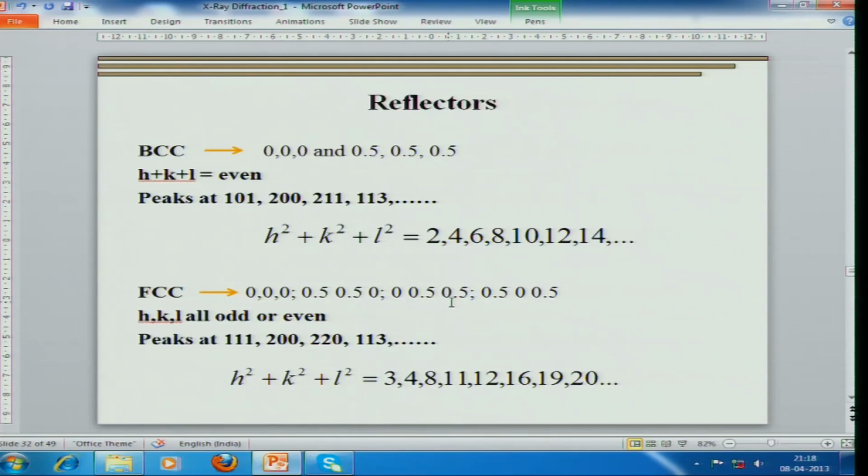And therefore, we come to the most important part of diffraction, as in what are the different reflections that are possible with X-ray diffraction for different crystal structures. If we look at the simple cubic crystal structure, we see that all the reflections are possible, so that h square plus k square plus l square is equal to 1, 2, 3 up to 6 and then 8, 9, 10. We do not get 7 because no sum of 3 squares ever adds up to 7.